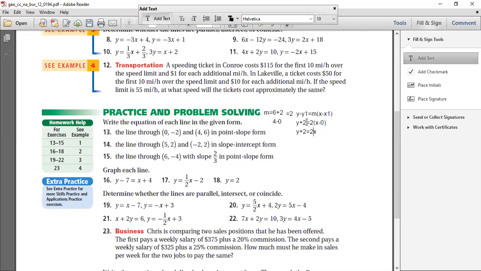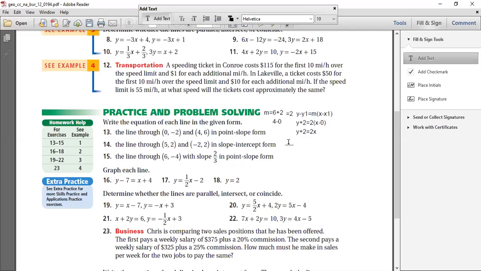Okay, I know you wouldn't have done this part, you would have left it like this, but it's not recommended to keep zeros in formulas or equations. Now question number 14: the line through (5, 2) and (-2, 2) in slope intercept form. Now again, to find the slope intercept form, that's easy.